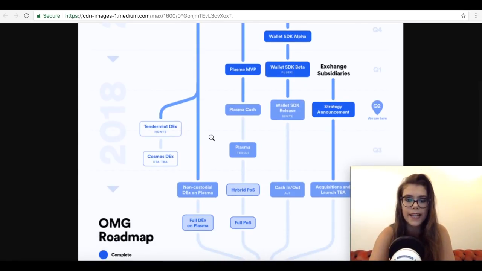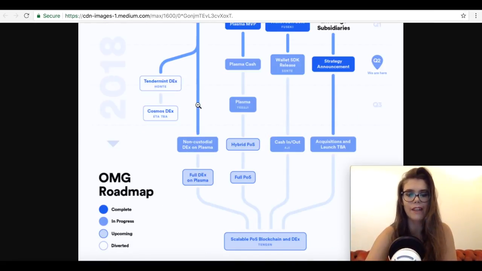They've also eliminated the Cosmos DX, as the OMG coin is going to be spooned right after the launch of Cosmos Hub launch. However, the OmiseGo team will continue to work closely with the Cosmos team for creating a parallel decentralized exchange on Cosmos platform. Next, we have the development of non-custodial DX on Plasma, and a full Plasma as well.